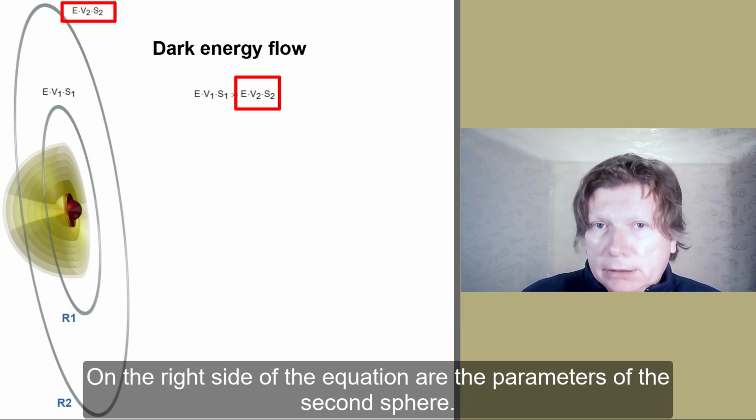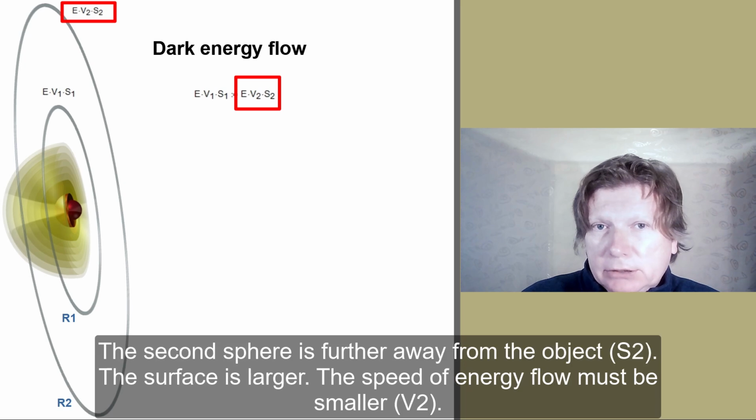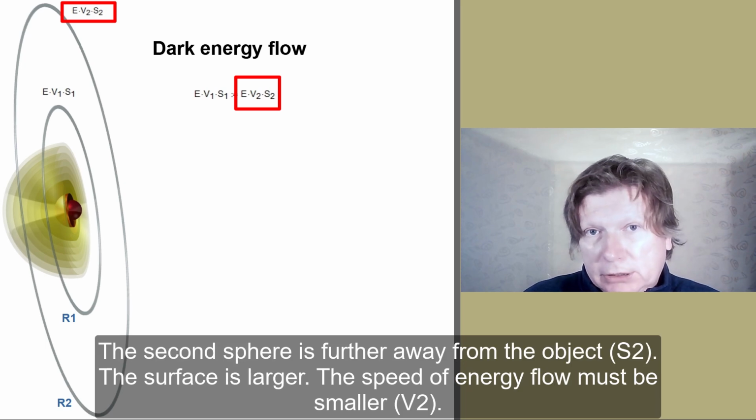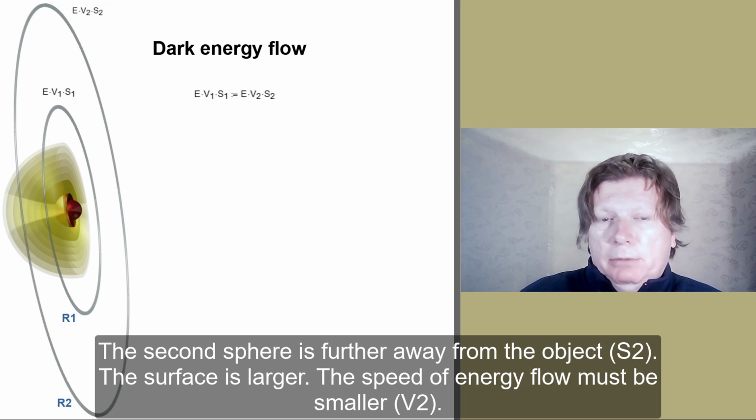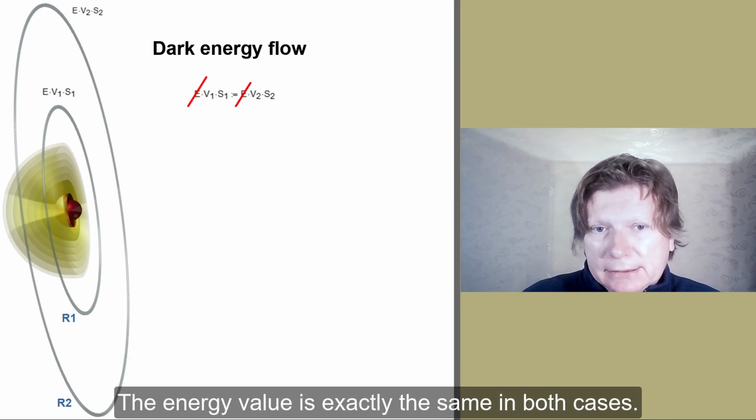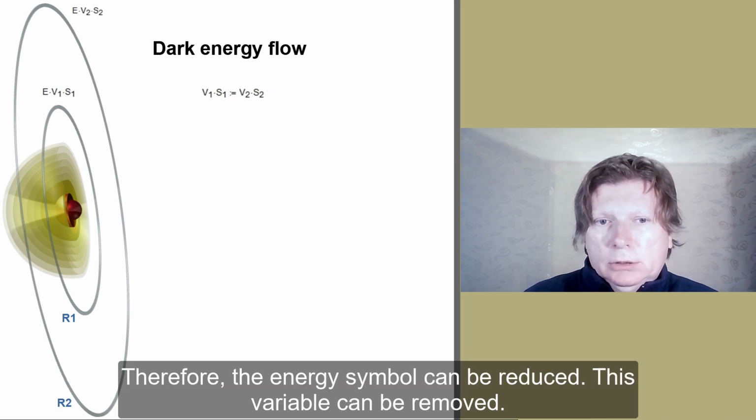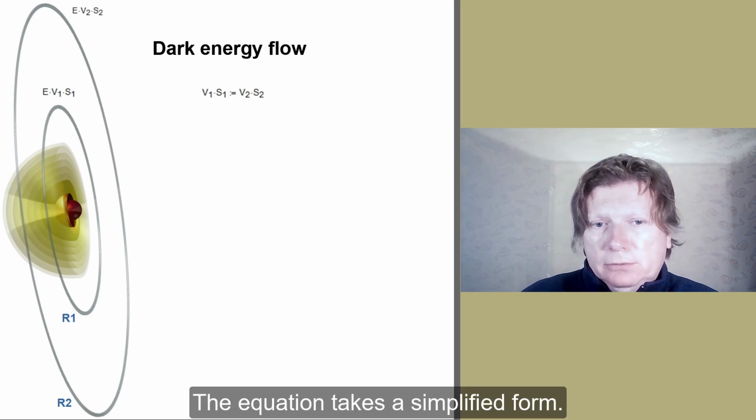On the right side of the equation are the parameters of the second sphere. The second sphere is farther away from the object, S2. The surface is larger. The speed of energy flow must be smaller, V2. The energy value is exactly the same in both cases. Therefore, the energy symbol can be reduced. This variable can be removed. The equation takes a simplified form.